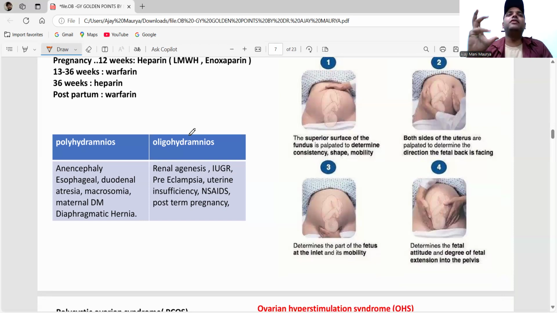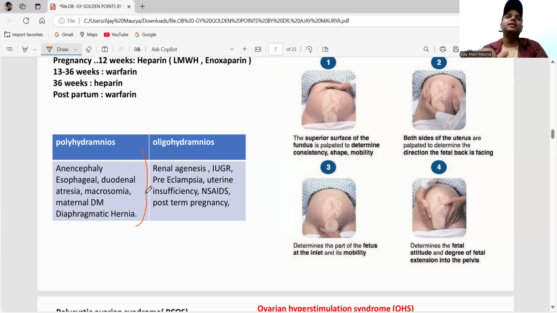This is liquor. More liquor is polyhydramnios; low liquor is oligohydramnios. Examples: in the case of anencephaly, the open head means there is more liquor. Esophageal and duodenal atresia, macrosomia, maternal diabetes mellitus, and diaphragmatic hernia. These are the examples of polyhydramnios.